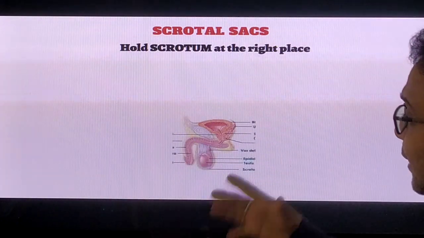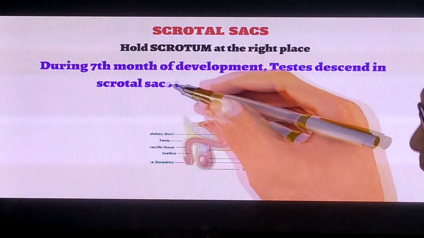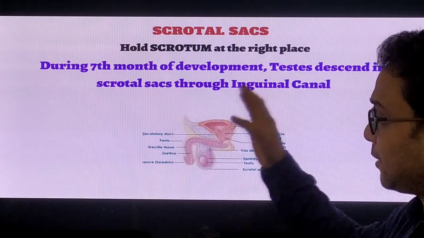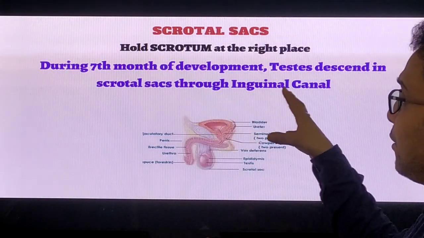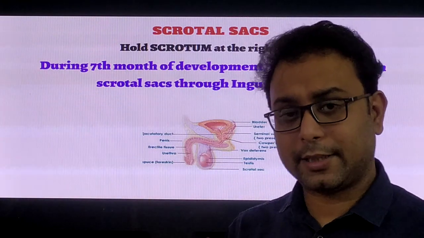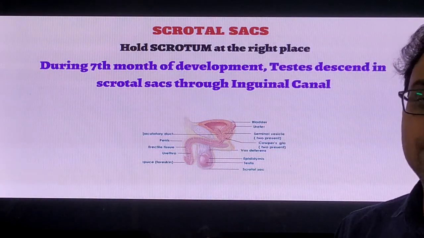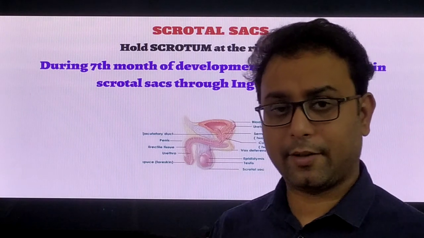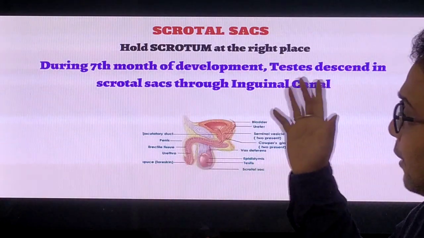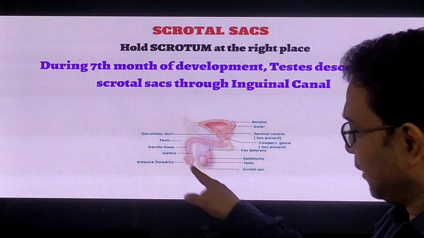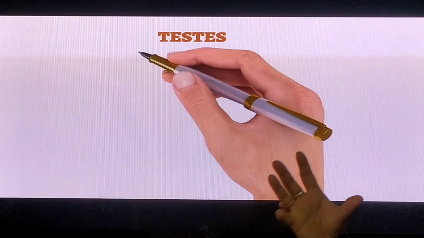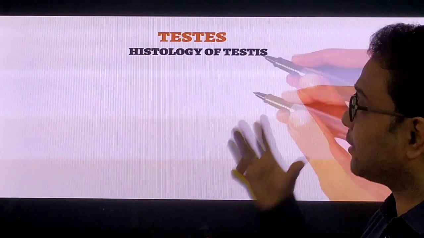And this scrotal sac holds the whole scrotum in the right place. During the 7th month of development, the testes descend into the scrotal sac through the inguinal canal. Because if the testes remain in the abdomen, spermatogenesis does not happen, right? So the scrotum and the scrotal sac are the most important structures. In that particular point you can observe that. But the primary sex organ of the male is the testes.